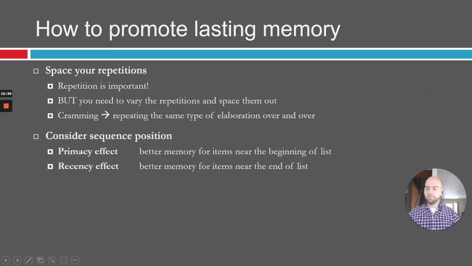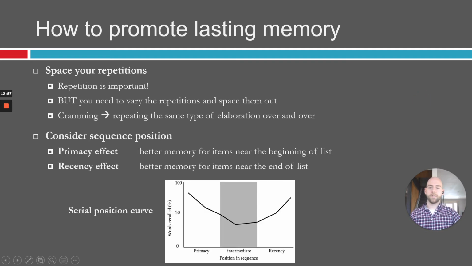Another thing that may be less germane to complex stuff about a class like this, but in lists, for example, there are things that promote lasting memories, and that's just where something is in a list. These are the primacy and recency effects. We remember stuff at the beginning of the list, the primacy effect, and we remember stuff near the end of the list, the recency effect.